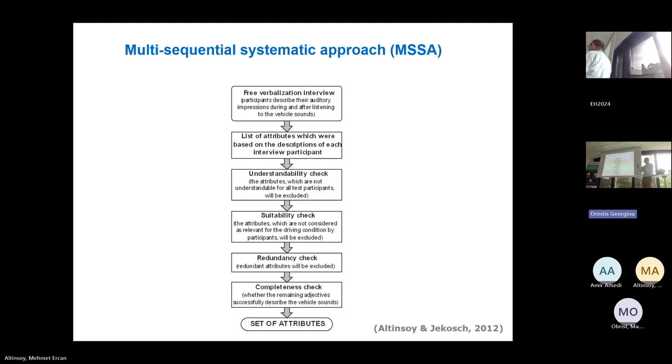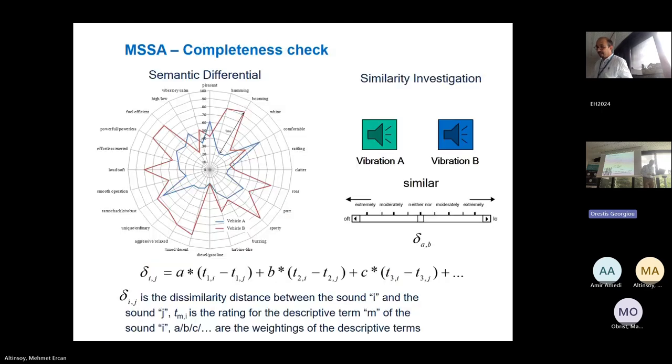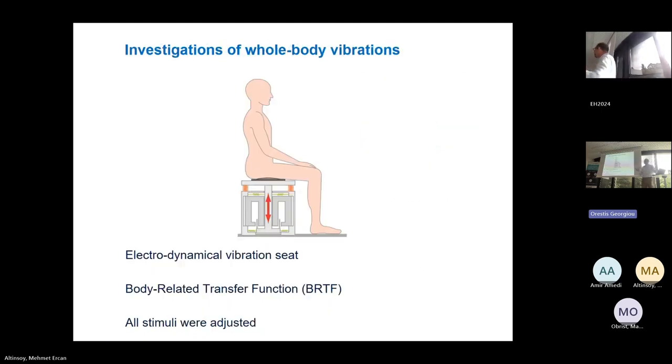If there are questions, I will talk about it: to understand which kind of verbs or adjectives we use to describe haptic events. Of course, you should be careful, because each person can use different terms which cannot be understood by others. Therefore, you should make a suitability check, but also an understandability check. If you do it in a free verbalization interview and further steps, then at the end you get a space for haptic events. I will talk today, first of all, about whole body vibrations.